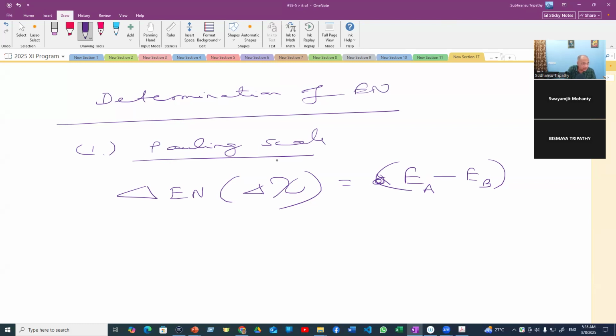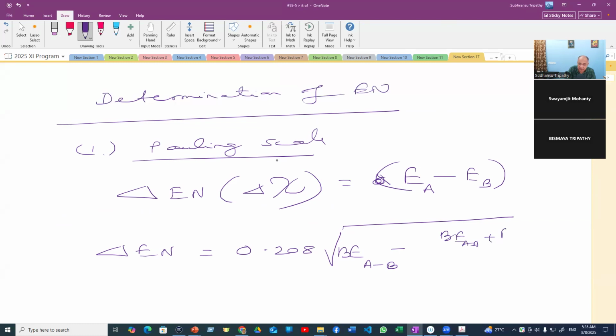A reference can be hydrogen. And this delta En is equal to 0.208, that is the empirical relationship that they found, root over BE, bond energy AB, I will be explaining you in the details, minus the average of BEAA plus BEBB by 2. This is the arithmetic average, square root.